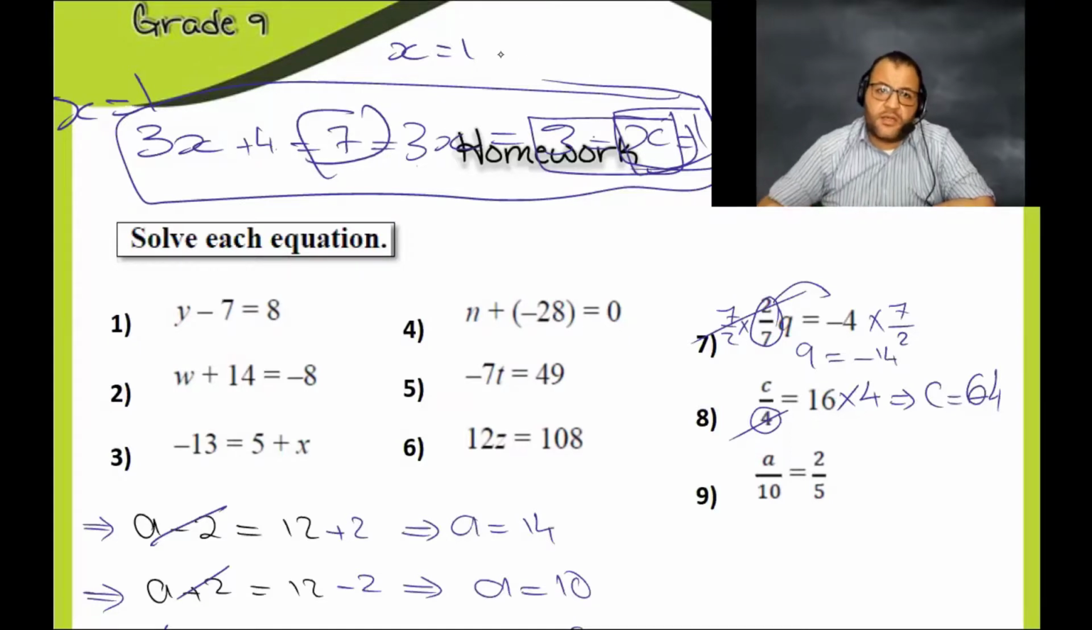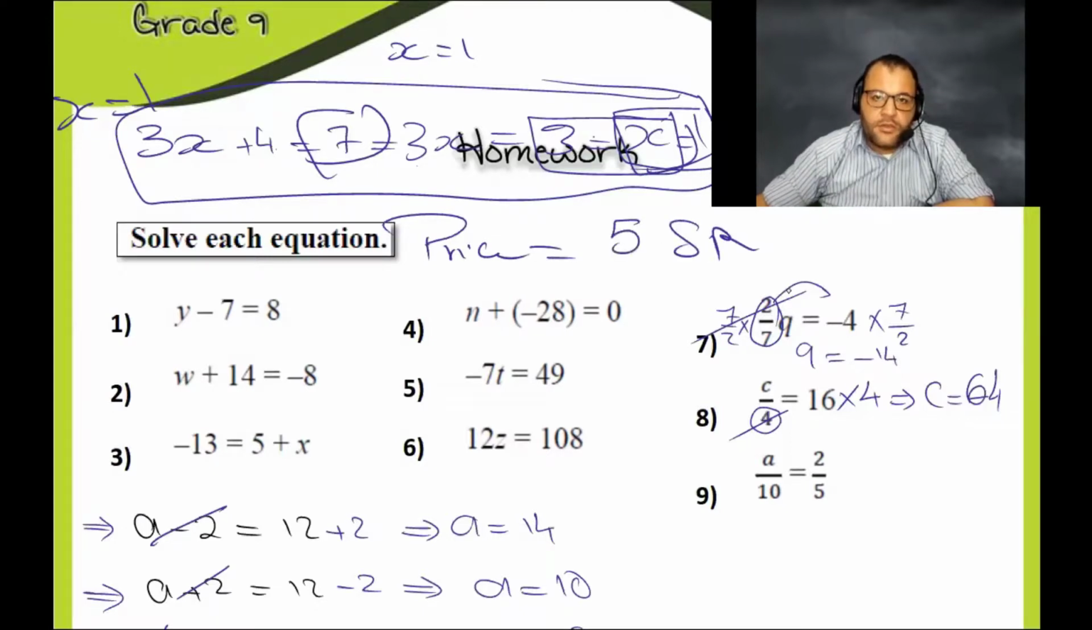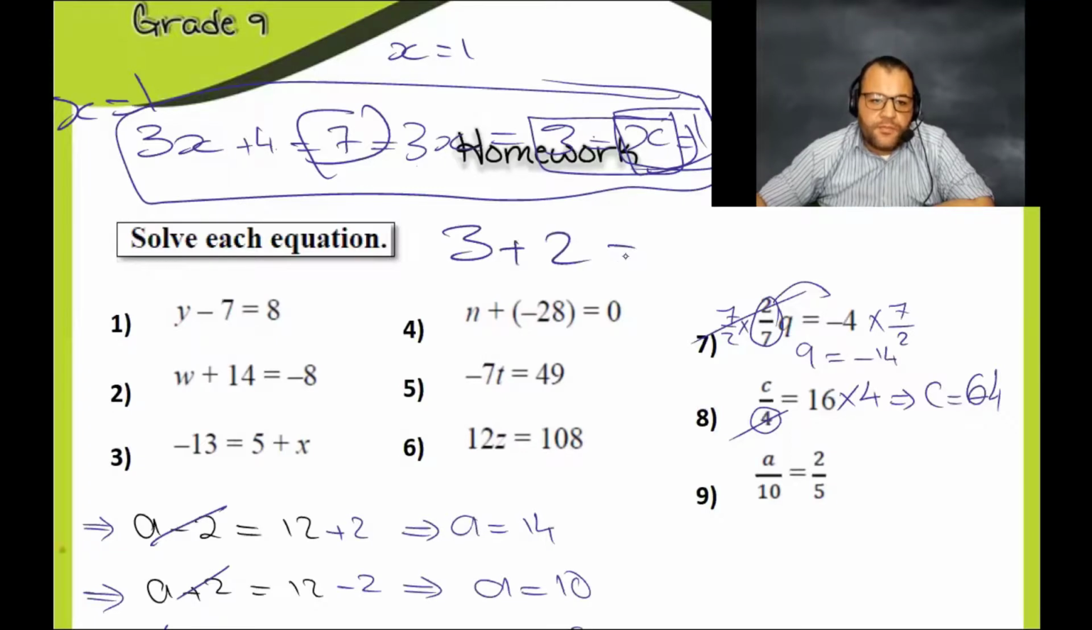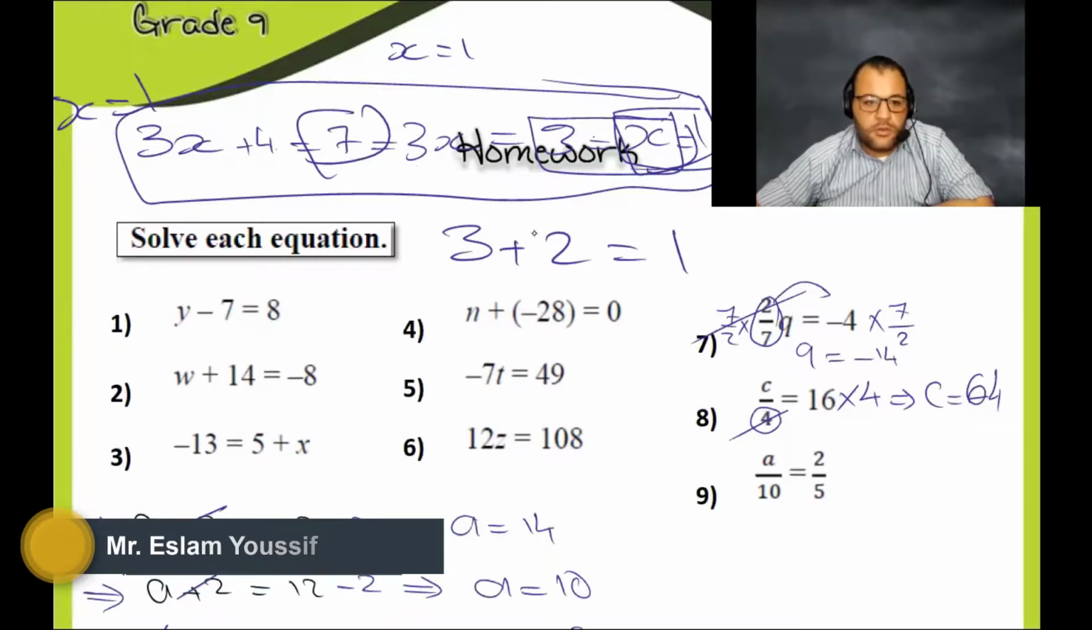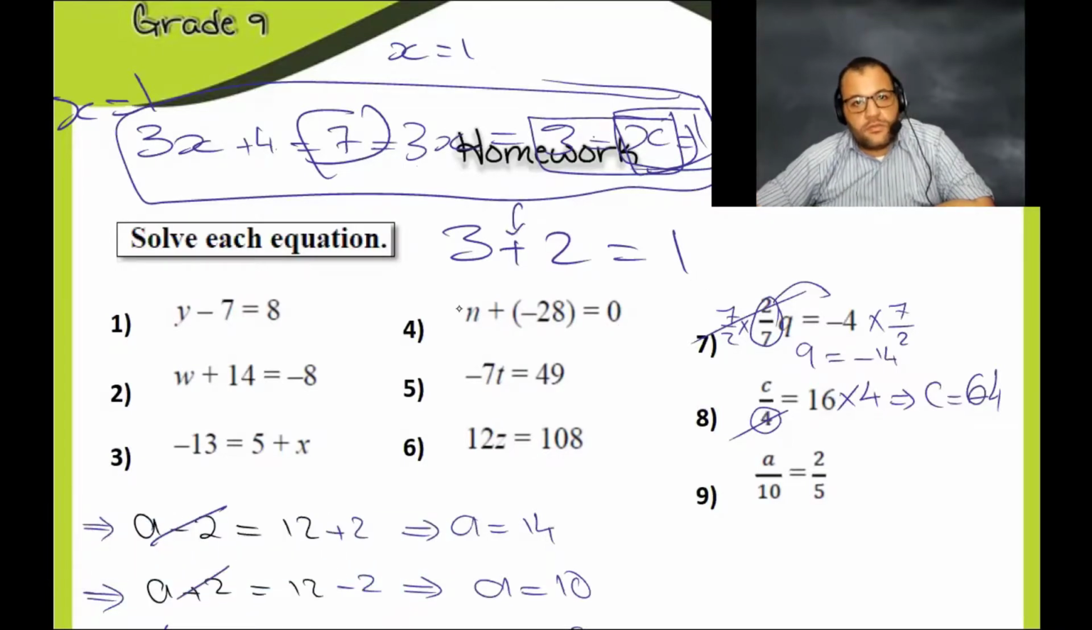That is the mathematics. When I say the price of the pen equals 5 riyal, can I say this number is 50? No. That is the meaning of this sign. When you say this statement is right, for me that is 100% wrong. That means minus. Yes, 3 minus 2 equals 1.